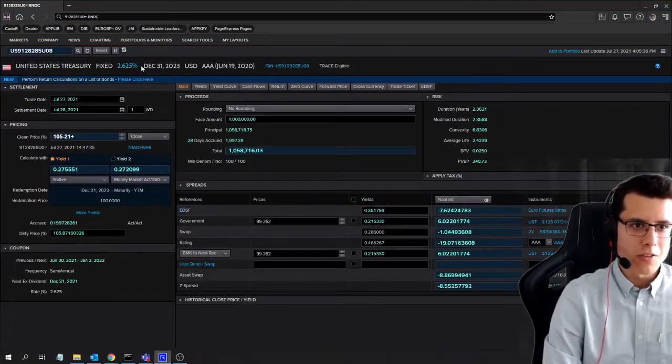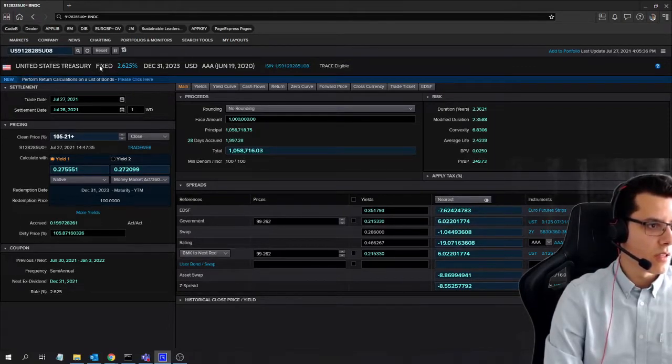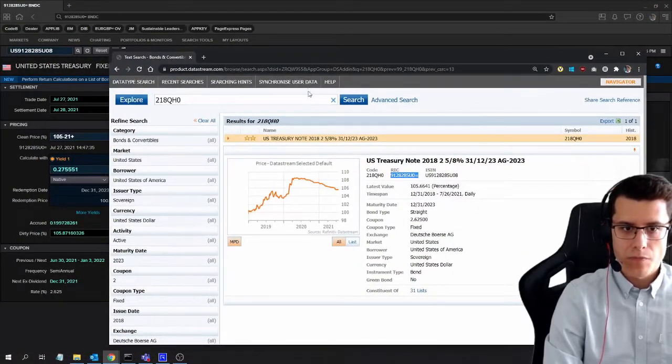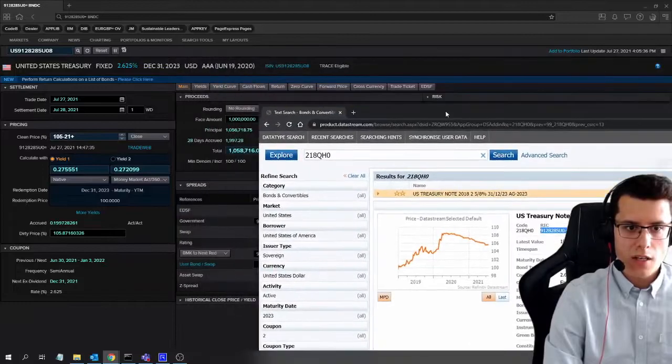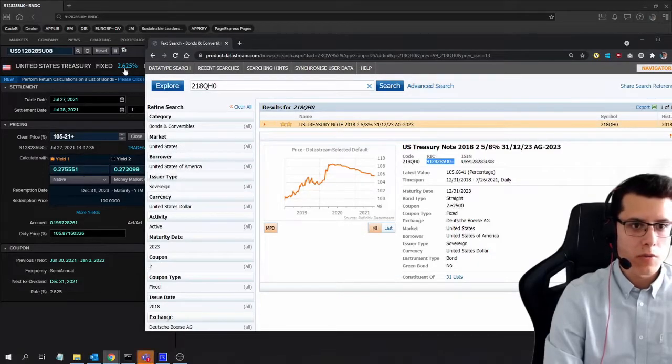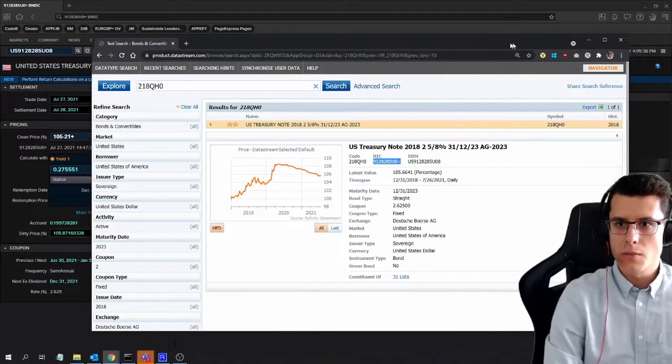It's just loading. There you go. We're looking at this specific bond with fixed coupon. Let me check with the Datastream navigator. What have we got here? What does the navigator tell us? The navigator tells us that we have a coupon of 2.625. Yeah, 2.625. Pretty bang on.